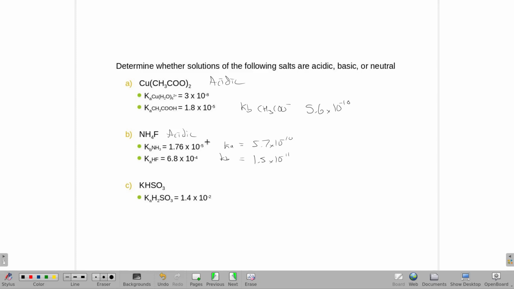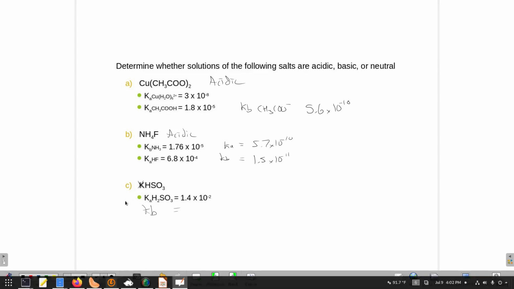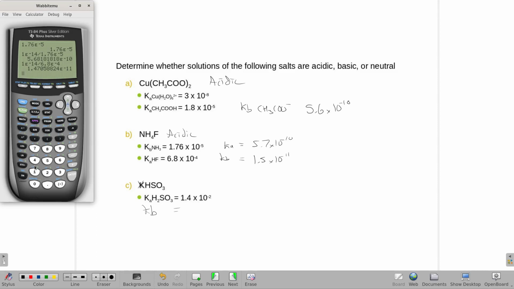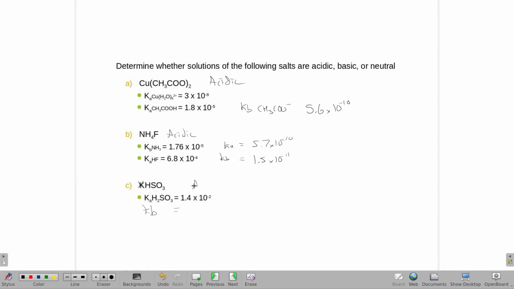Alright, and the last one. The K is ignorable because it's a strong base, but the HSO3 could go both ways. It's either going to act like an acid or a base. I gave you the Ka version of it. We kind of just need to get the Kb of the exact same thing because it'll tell us which way that reaction is going to go. And this is another one that, if you're quick with math, you don't need to do this math either, because that's definitely going to be a large exponent. Ka is going to be much, much larger. This one is also acidic.